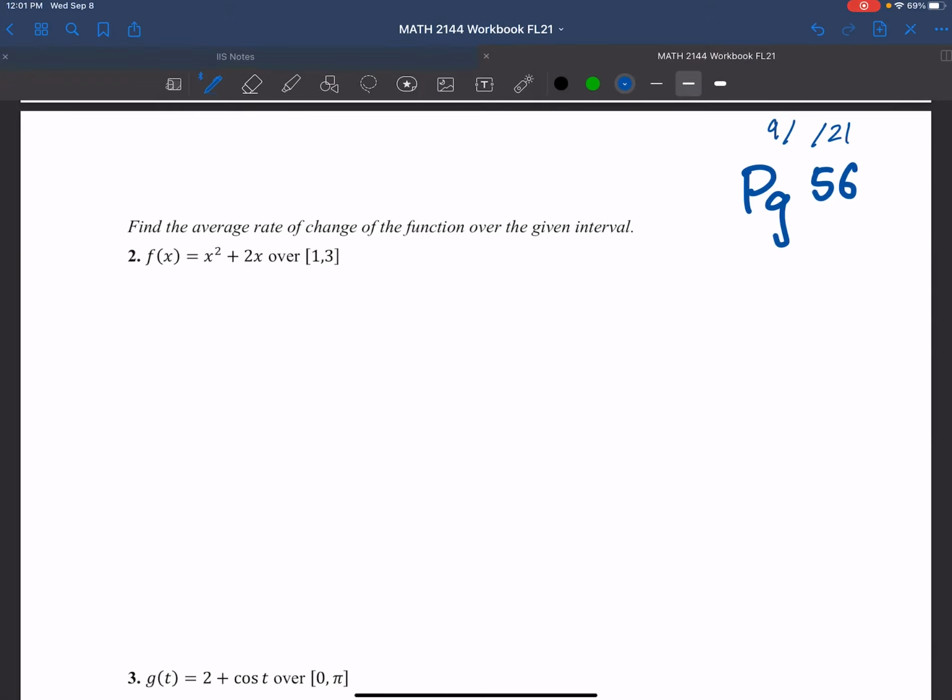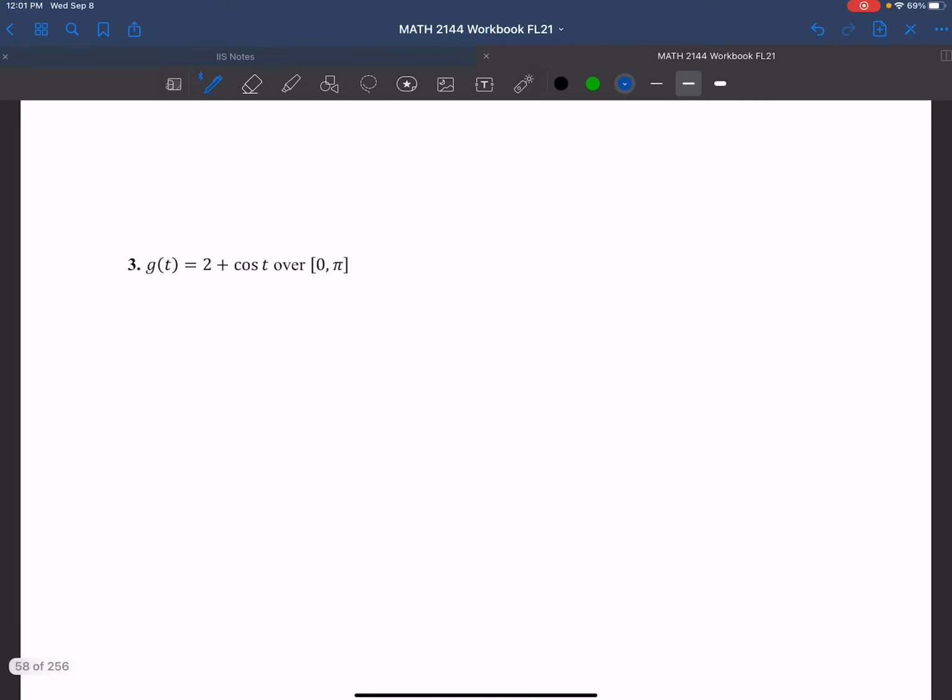So we're on page 56. We're going to do a couple warm-up problems. Let's actually start with 3. I'll go ahead and start with 3, get myself warmed up out of lunch mode. And then I'll let you guys handle the polynomial one above.